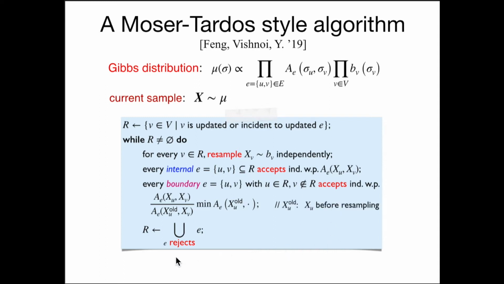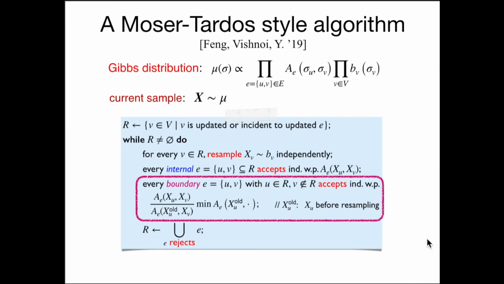And finally, all vertices and the rejecting edges form the new set R. Morally, this is a Moser-Tardos algorithm. The violating variables are resampled and the local constraints affected by the resampling are rechecked. But here, the constraints may be soft constraints. And for the internal edges in R, the acceptance probability is just the edge activity, which is aligned with the definition of Gibbs distribution. But the boundary edges are handled separately.